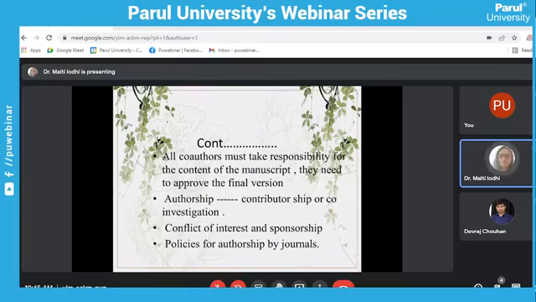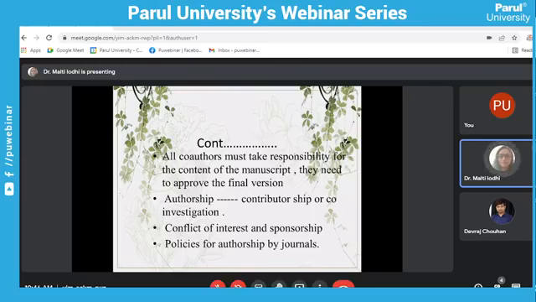All co-authors, now we'll talk about the co-authors. Co-authors must take responsibility for the content of the manuscript. They need to approve the final version. They can be given credit for their contributions during the final version. Sometimes it happens that a co-author is added during the final step of your research.